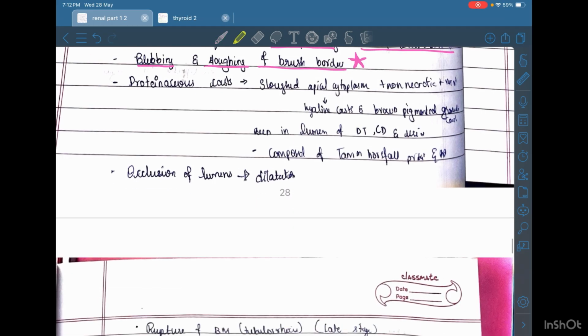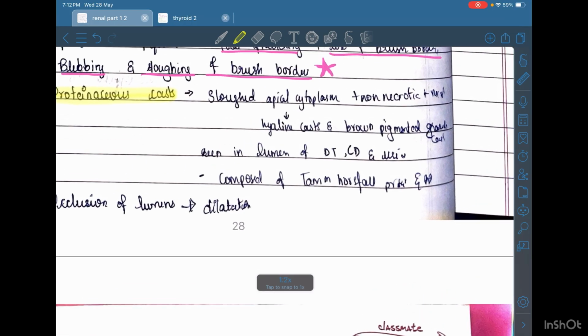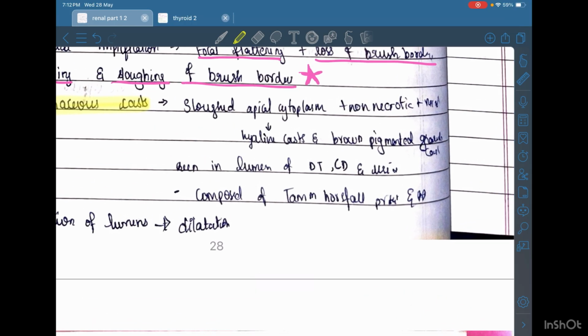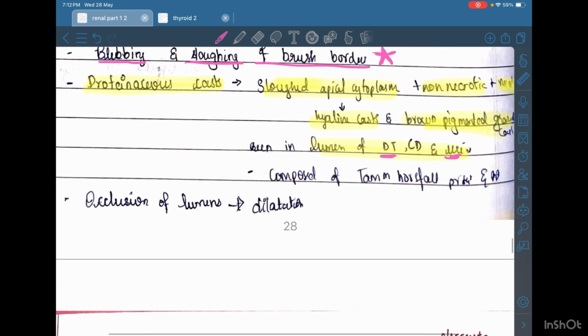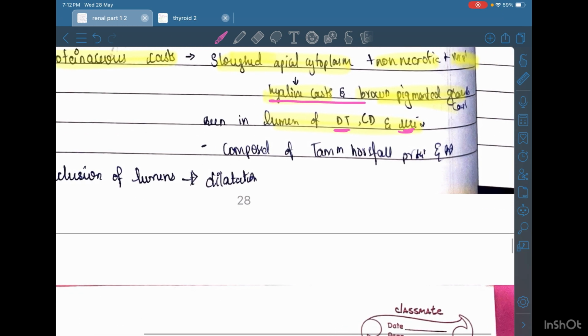Then there will be a proteinaceous cast. What happens? Sloughed apical cytoplasm plus non-necrotic products plus necrotic products will lead to the hyaline cast and the brown pigmented granular cast seen in the lumen of distal tubule, collecting duct and the urine. So there will be proteinaceous cast, okay na, hyaline cast as well as brown pigmented granular cast.